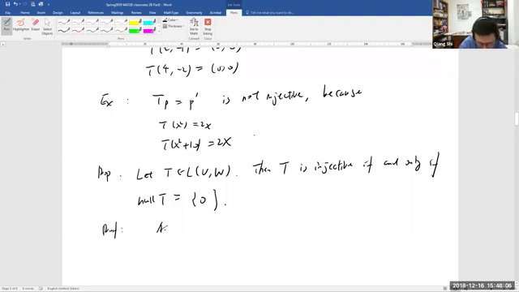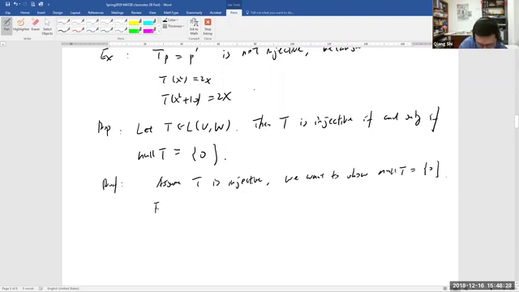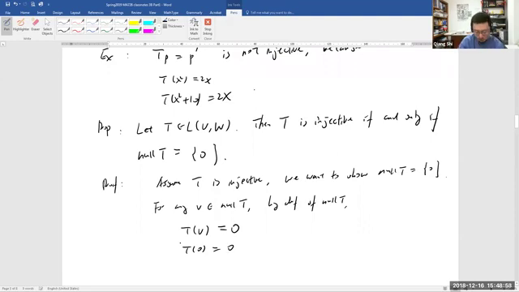For instance, if we assume one direction, that T is injective, then we want to show null T is only equal to 0. So why is that? Well, consider this: for any v belonging to null T, by the definition of null T, that means T of v is equal to 0. So if there is an element v belonging to this null space, then T of v is equal to 0. But we also know T of 0 is equal to 0. That's always true, for any T, as long as it's a linear map from V to W.